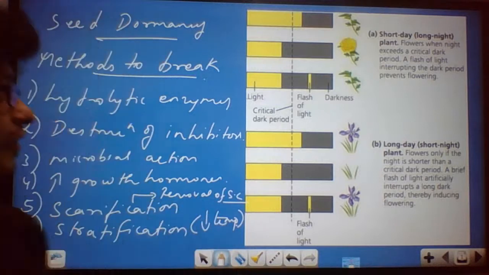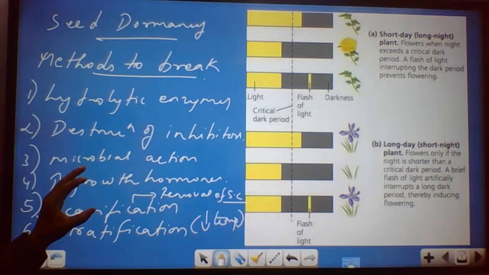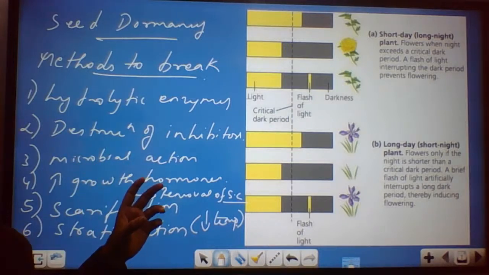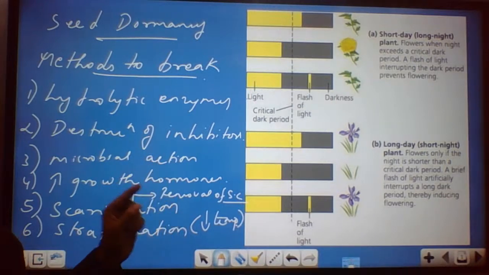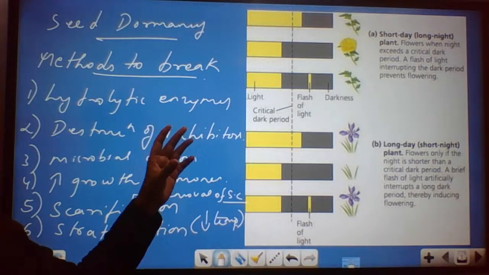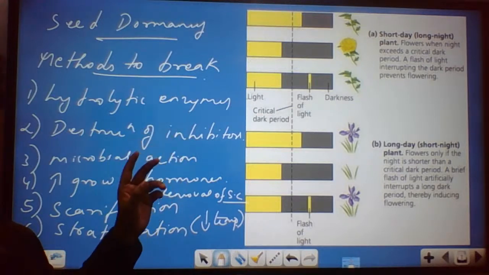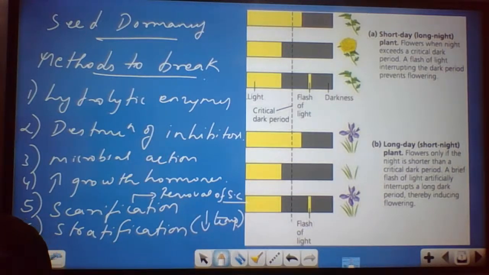So these are the methods to break the seed dormancy. What is the biosignificance of seed dormancy? First, it maintains a viable state. The seed can be stable for a long period of time, and it is a method of survival even in unfavorable conditions. Dormancy also aids in dispersal over a long period of time. So these are some of the significance, or the biosignificance, of seed dormancy.